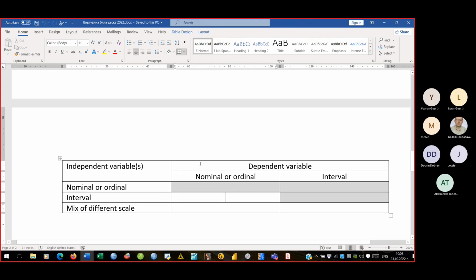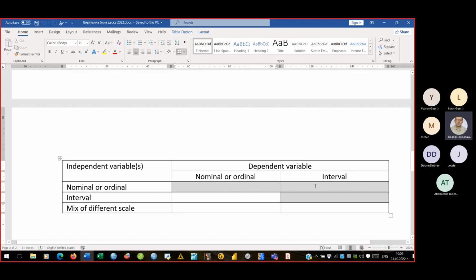So now we will start with this combination: nominal or ordinal independent variable, or more independent variables, but only nominal or ordinal, and nominal or ordinal dependent variable.